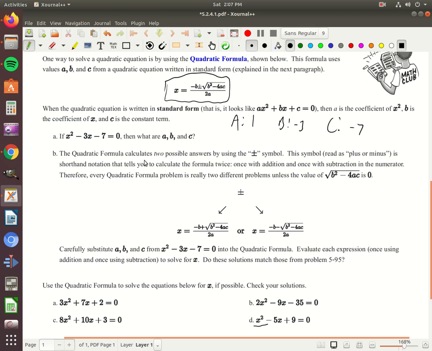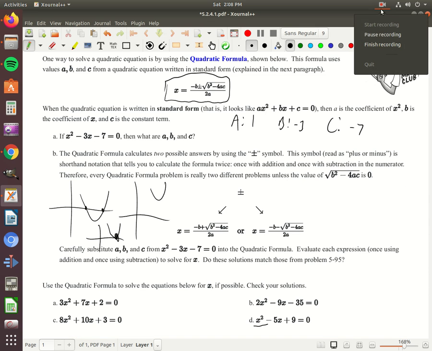It says the quadratic formula calculates two possible answers by using the plus or minus symbol. So we have a plus and a minus. So don't forget, it's not a shock. We often have two solutions, right? Sometimes we have none, and sometimes we have exactly one. But normally we have two solutions. So we have that plus or minus there. So we're just simply going to substitute the 1, negative 3, and negative 7 into this equation and solve.